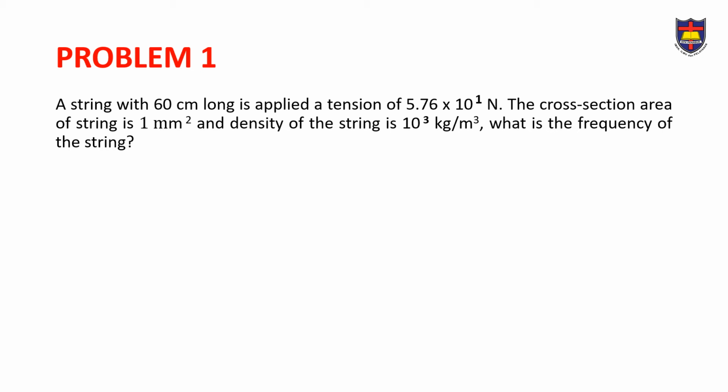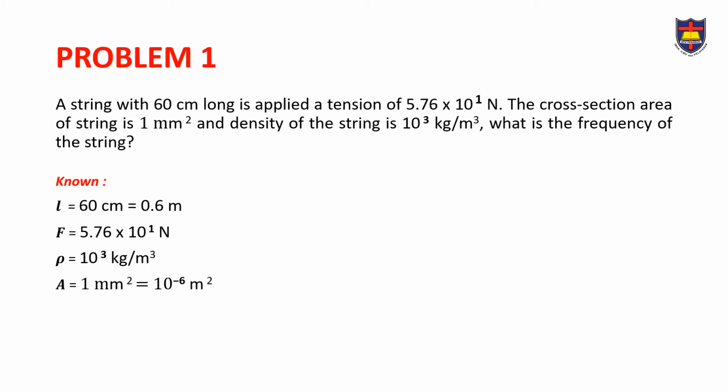Okay, from this question, we can see the length is 60 centimeters, which is 0.6 meter, right? And the tension is denoted by F equals 5.76 times 10 newtons. And the density, rho, is 10 to the power of 3 kg per meter cube. And the cross-section area is denoted by A, which is 1 millimeter squared, equal to 10 to the power of minus 6 meter squared. So the question is the frequency.